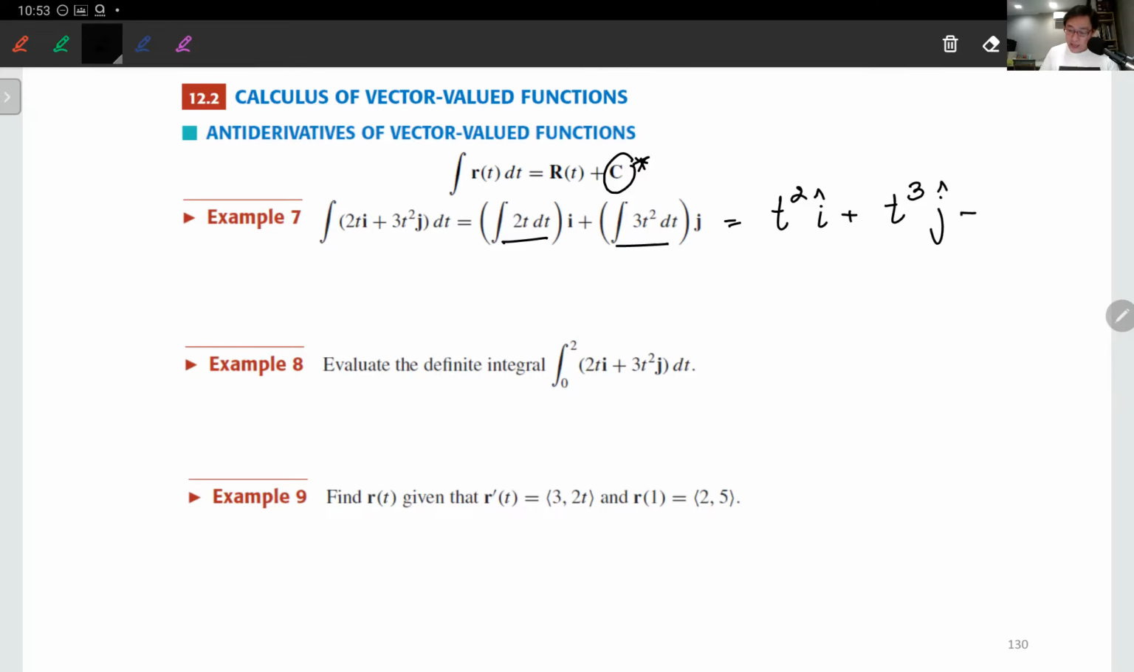And then you just add some extra arbitrary constant, something like that. Arbitrary constant C. Just put it there. Okay? That works just like before.